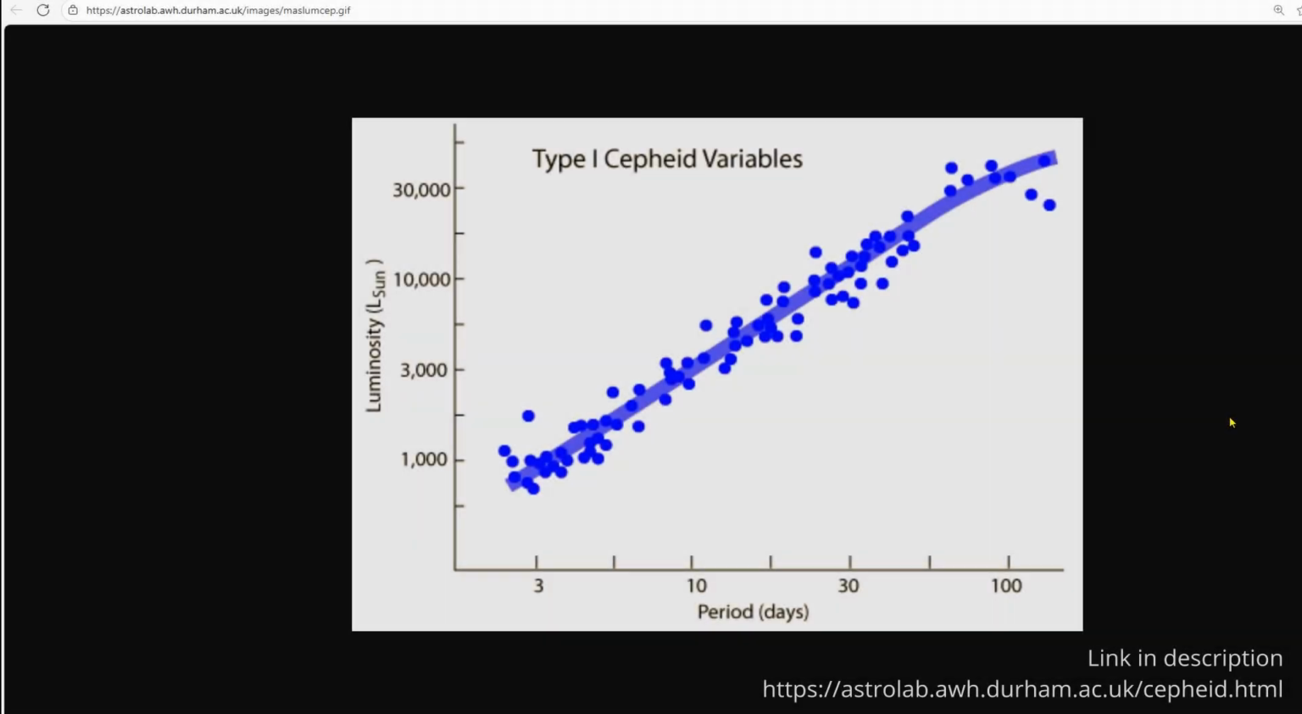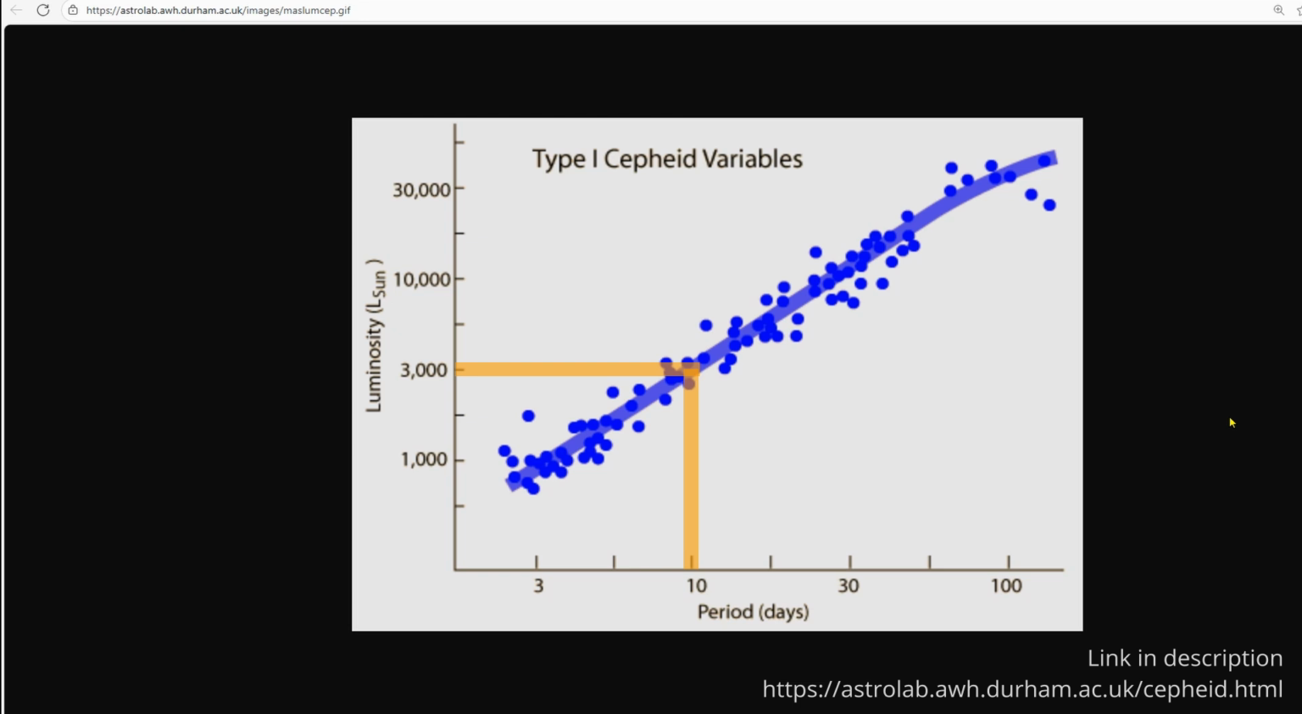Now, your answer for the luminosity might be slightly different to mine, but if we move vertically upward from the value of 10 days on the x-axis, I think this intersects this blue straight line here at about 3,000 times the luminosity of the sun, which is on the y-axis.